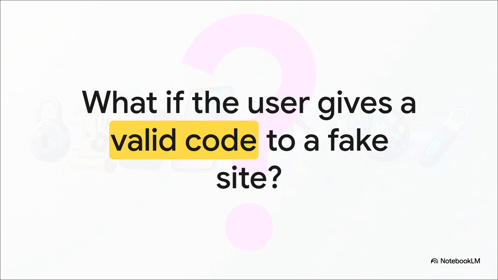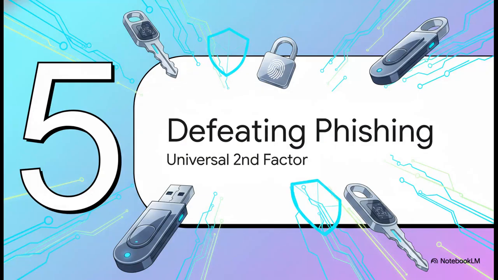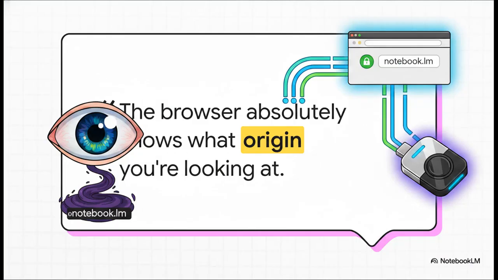This is phishing, and honestly, as long as humans are the ones copying codes from one place to another, the entire system is vulnerable. So how do we fix that? Section 5, Defeating Phishing with U2F. To take human error out of the loop completely, we rely on hardware keys. These little physical USB keys represent the absolute peak of the current authentication food chain.